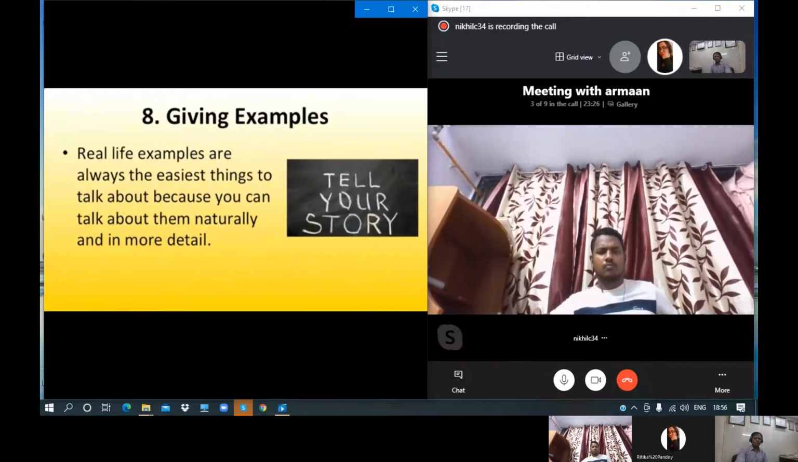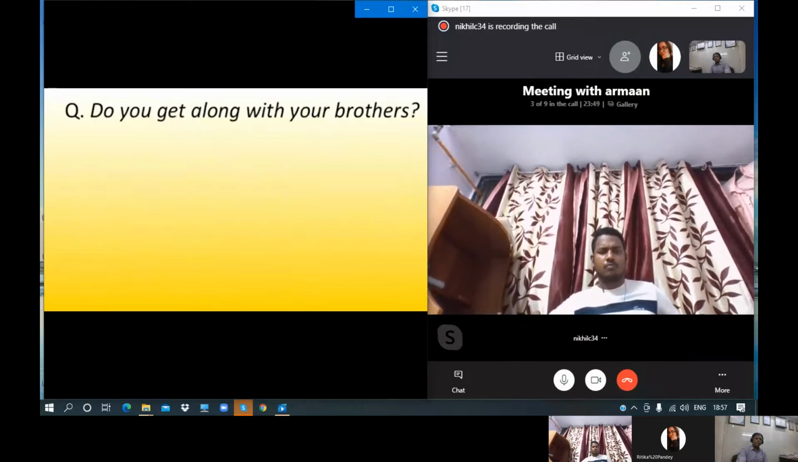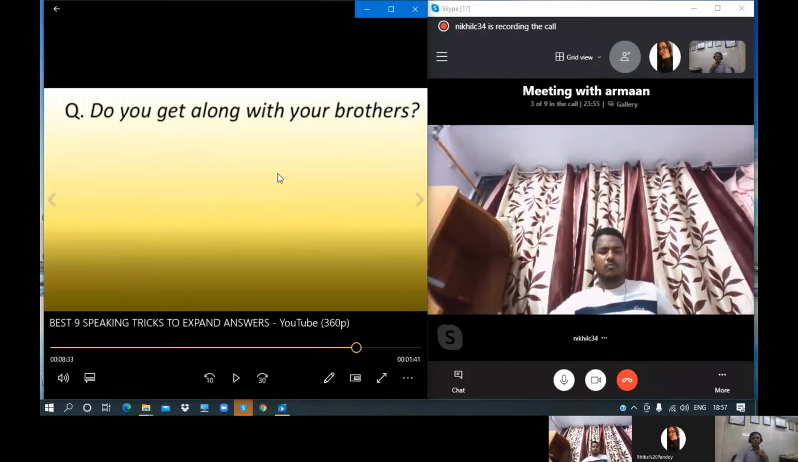Okay, moving on to trick number 8, give examples. This is probably the easiest way to add information or add volume to your answers. Real life examples are always the easiest things to talk about because you can talk about them naturally and in more detail. Let's look at an example. Question: do you get along with your brothers?